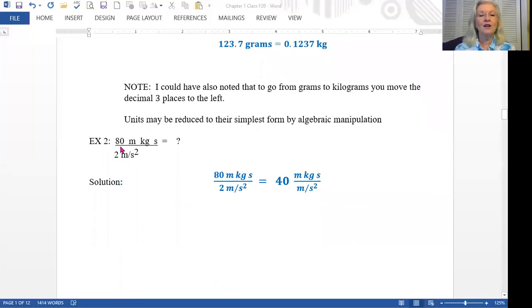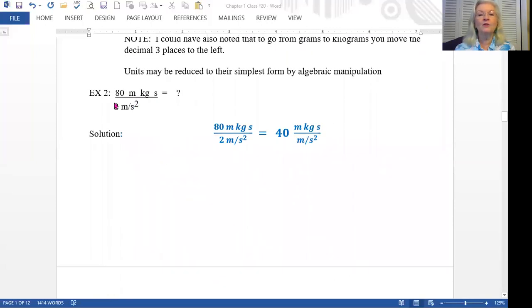All right, let's talk about units. Units can be reduced to their simplest form using algebra. We're good with algebra with numbers, but most of you haven't had much practice taking the units of measurement and changing them based on math principles. So let's look at the example. 80 meter kilogram seconds divided by 2 meters per second squared. What does it give me?